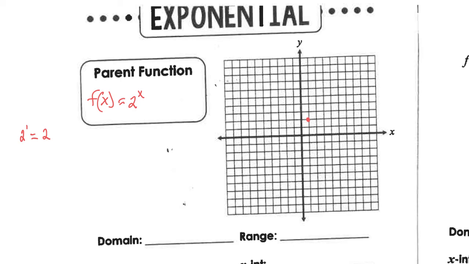So if I go over 1, I go up 2. 2 to the second means 2 times itself, so 2 times 2 is 4. So if I go over 2, I go up 4. And 2 to the third means 2 times 2 times 2, so that's going to be 8. So if I go over 3, I go up 8. And what about 2 to the fourth? So 2 times 2 is 4, times 2 is 8, times 2 is 16.